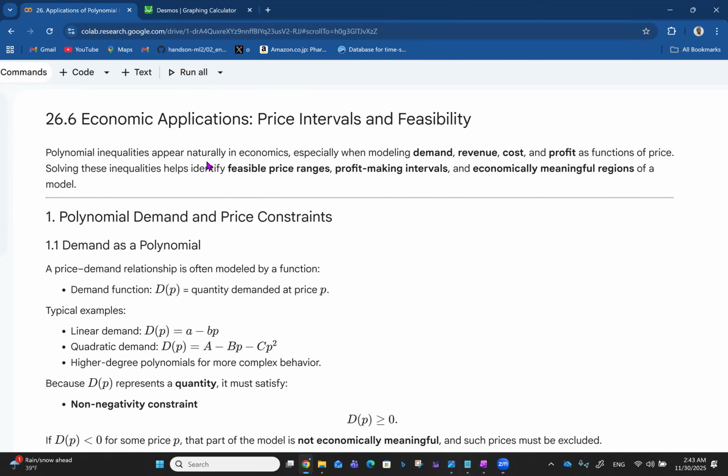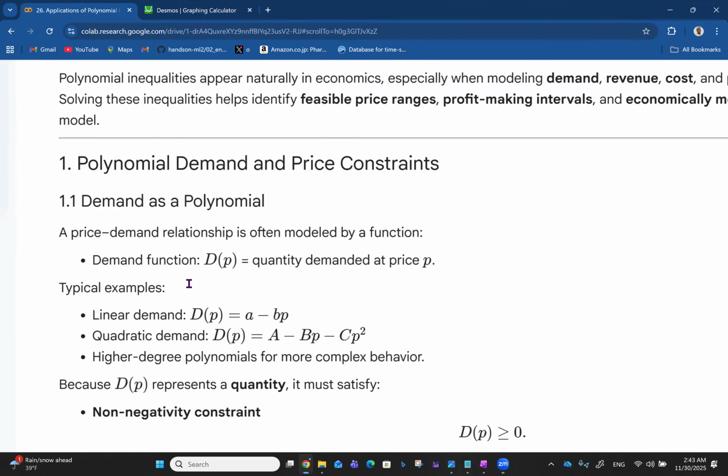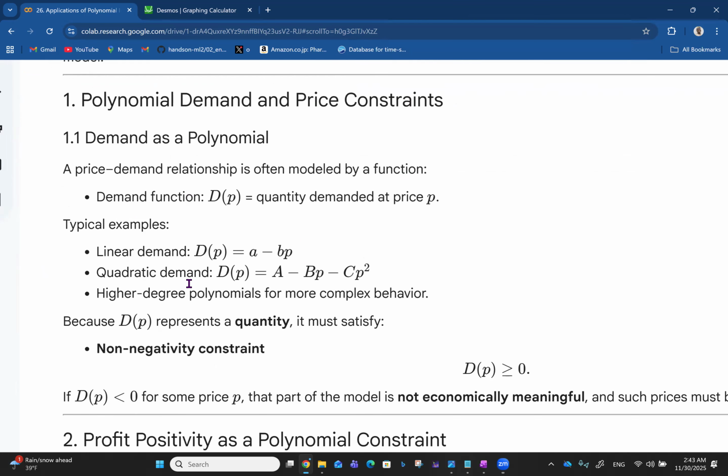So solving these inequalities helps identify feasible price ranges, profit-making intervals, and economically meaningful regions of a model. Number one, polynomial demand and price constraints. Demand as a polynomial. For instance, a price-demand relationship is often modeled by a function. That is, you have the demand function, D of P, which is the quantity demanded at price P.